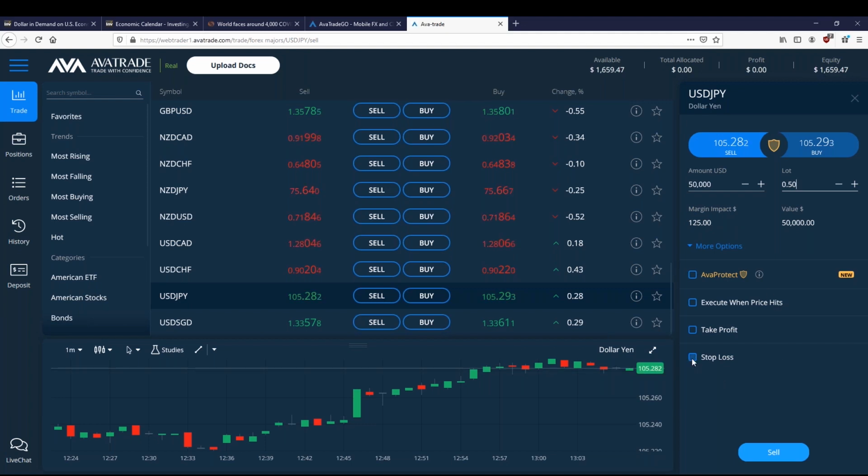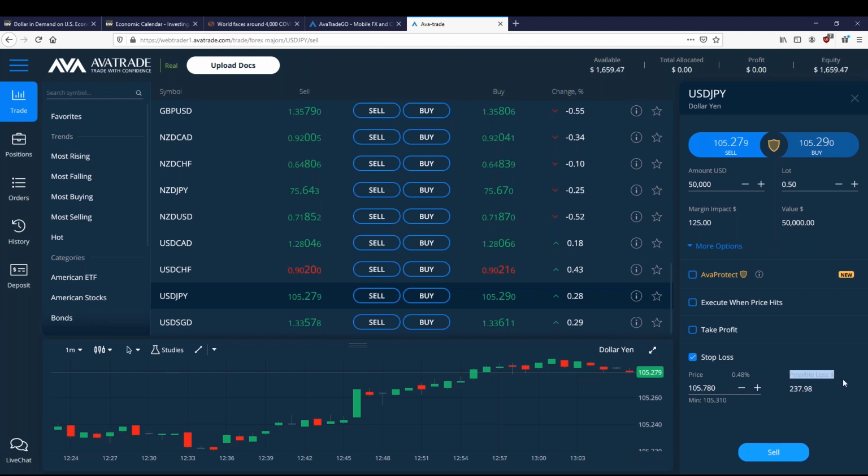If I want to do a stop loss, if I'm talking about a sell here from 105.28, maybe I say, okay, I'll give myself 50 pips. So 105.78, maybe I put my stop loss. Okay, I quickly can see possible loss converted to my account currency.